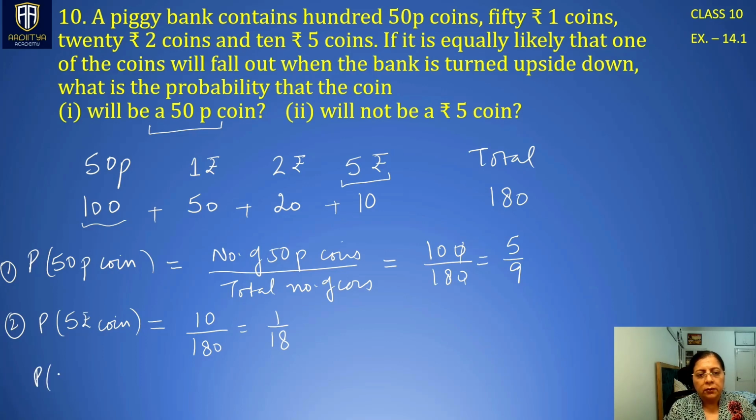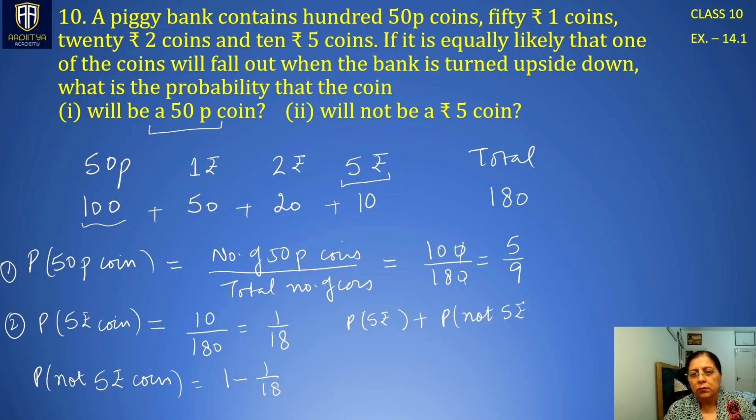complementary event for that, not 5 rupee coin, is 1 minus 1 by 18. We can write the formula here. Probability of 5 rupee coin plus probability of not 5 rupee coin is equal to 1. So I'm subtracting the probability of 5 rupee coin from 1, that is 17 by 18, right?